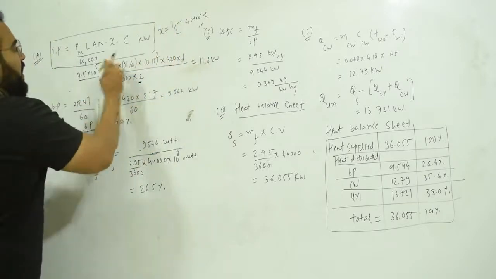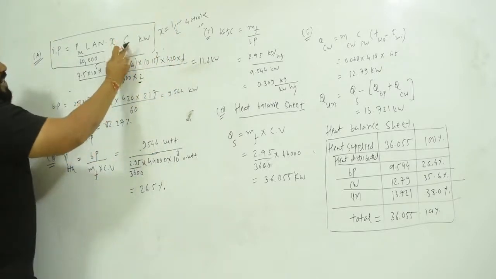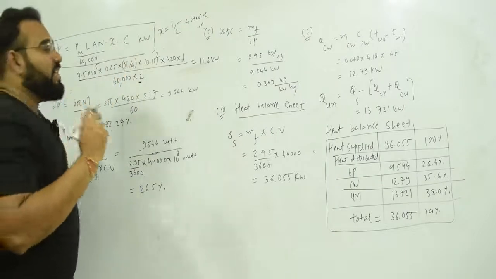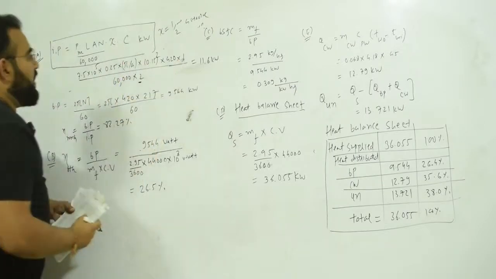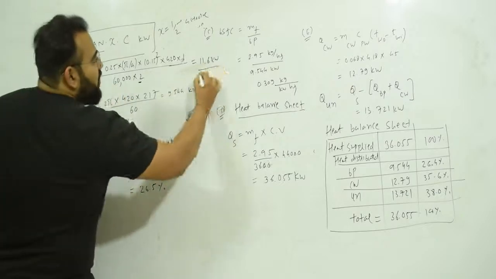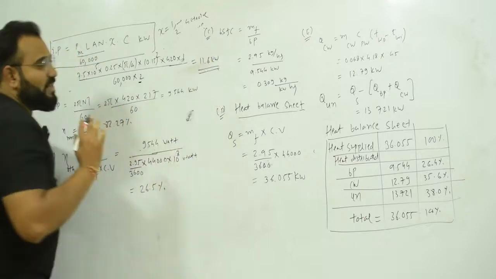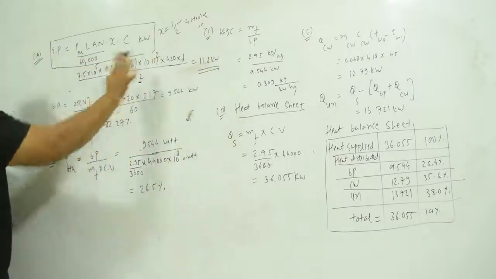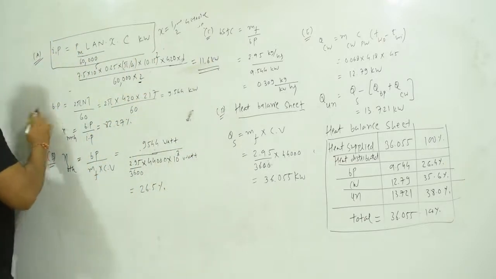Now the last one, C, is the number of cylinders. We have a single cylinder engine, so here we write C equal to 1, and it is divided by 60,000. Now do the calculation and you will find your answer. Here I will take all the answers in terms of kilowatt. So it is 11.6 kilowatt.